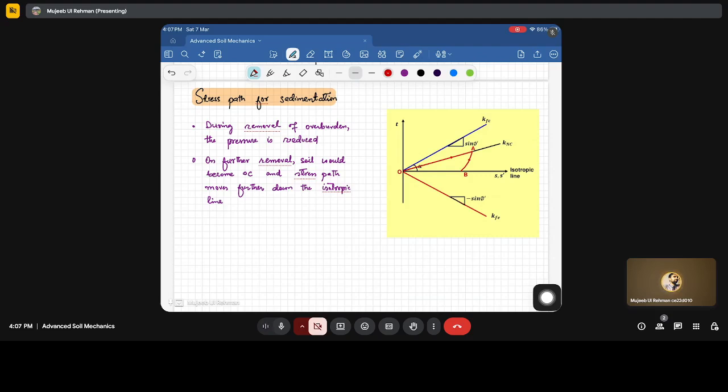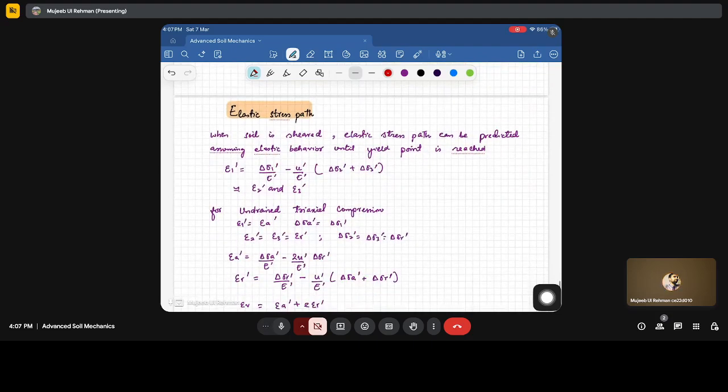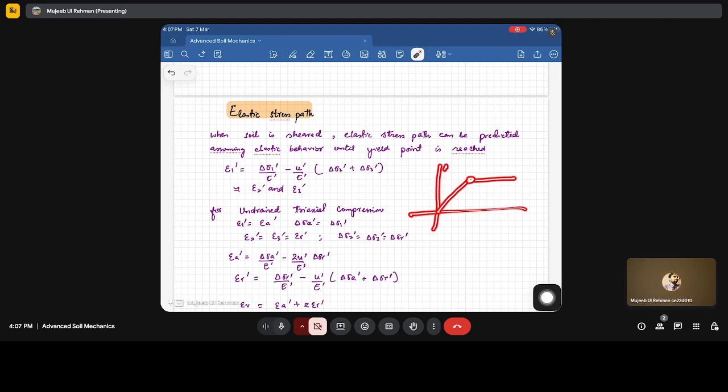So this is the stress path for the sedimentation. Now, elastic stress paths. What does elastic stress path mean? When the soil is sheared, the elastic stress path can be predicted assuming elastic behavior up to the yield point. You have seen that in the stress-strain plot. We have discussed this yield point. So for this state, up to this part, how will the stress path look? When the soil is sheared, the elastic stress path can be predicted assuming elastic behavior until the yield point is reached.